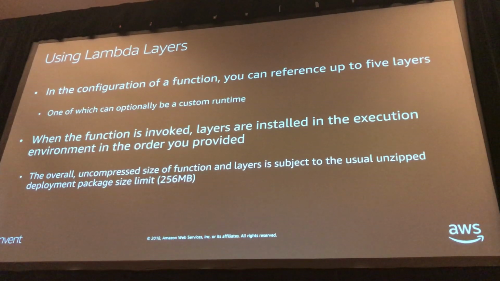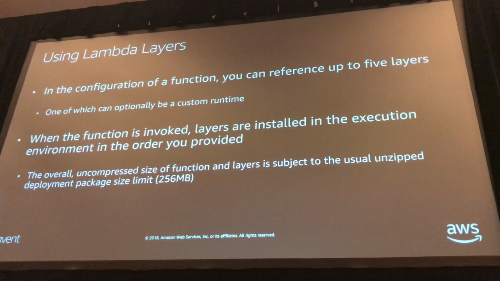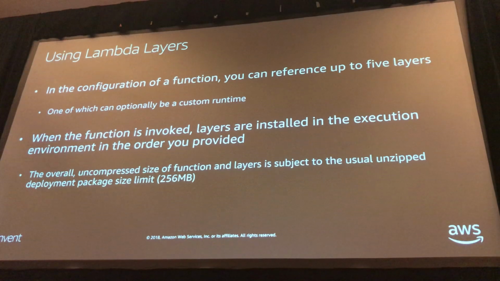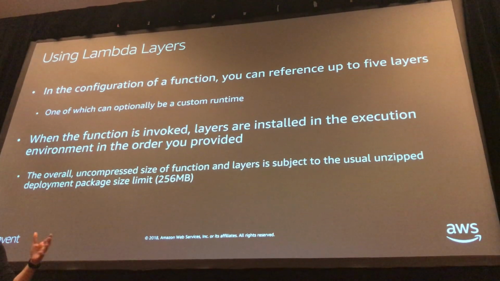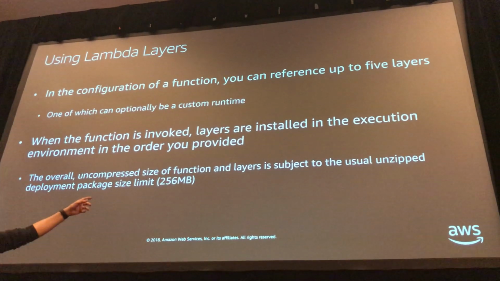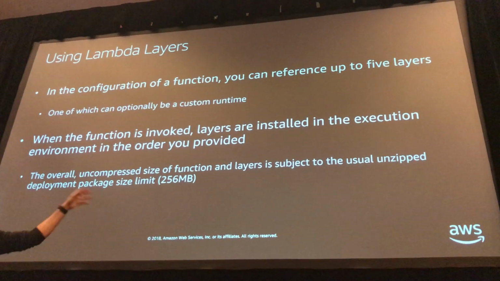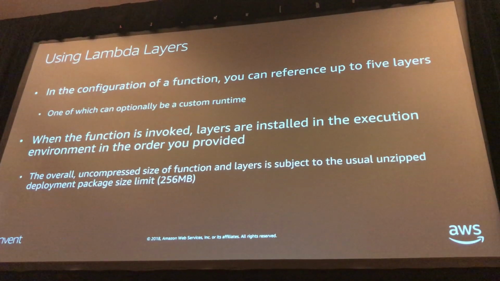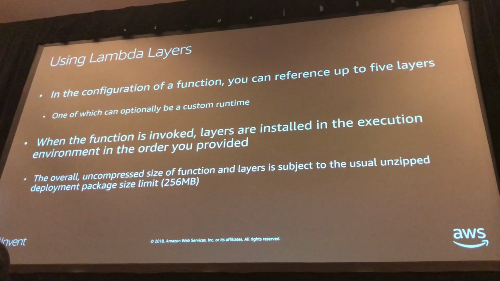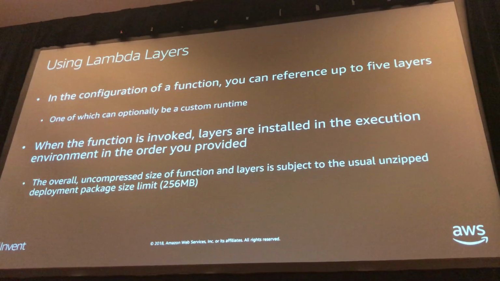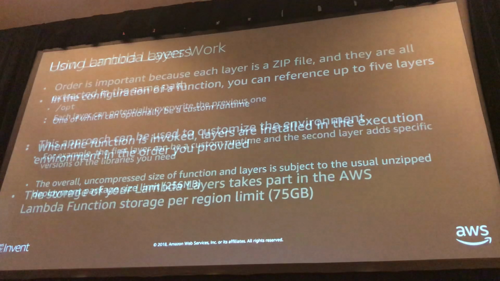The overall maximum size of the deployment package remains the same, so it's not changed. The layers will count into the size of the deployment. Currently the maximum limit for the uncompressed deployment size is 256 megabytes for a Lambda function, and with layers it's the same. So if you have a function that is 200 megabytes and you add a layer that is 100 megabytes, you reach 300, that's too much, you get an error. So you need to stay within it. You can't use layers to add more things to your functions, just for creating a more modular approach.